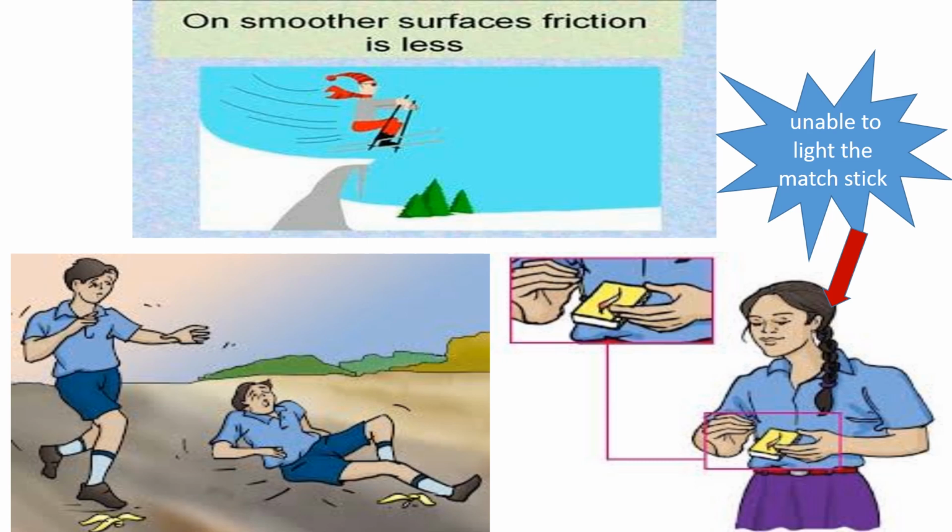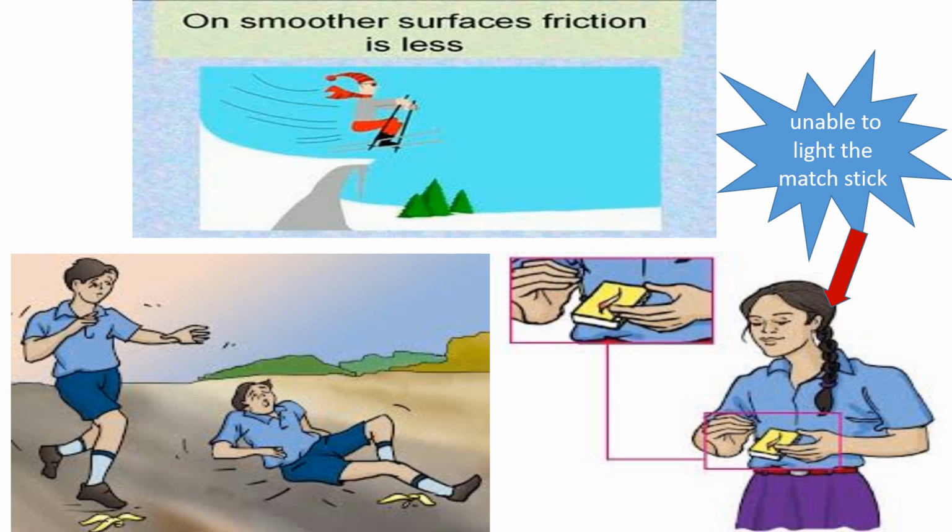Now in this picture you see the boy falling down. Yes, because he had stepped on a banana peel. That is because the banana peel reduces the friction between his shoes and the ground and makes that place slippery, and that is the reason why the boy has fallen down.